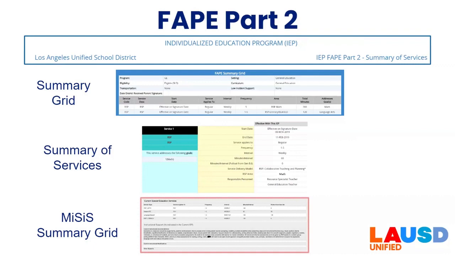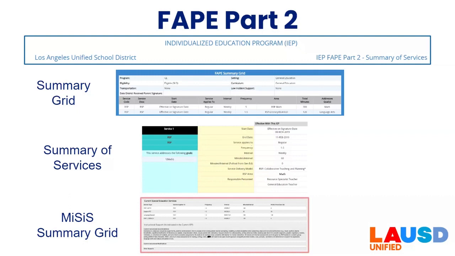I can tell by looking at this grid that the student is receiving RSP in both math and language arts. They are receiving 300 minutes 5 times a week for math and 120 minutes 1 to 5 times a week for language arts. If you want something that is a little more in depth, the summary of services page can be used. This is also found on FAPE Part 2.